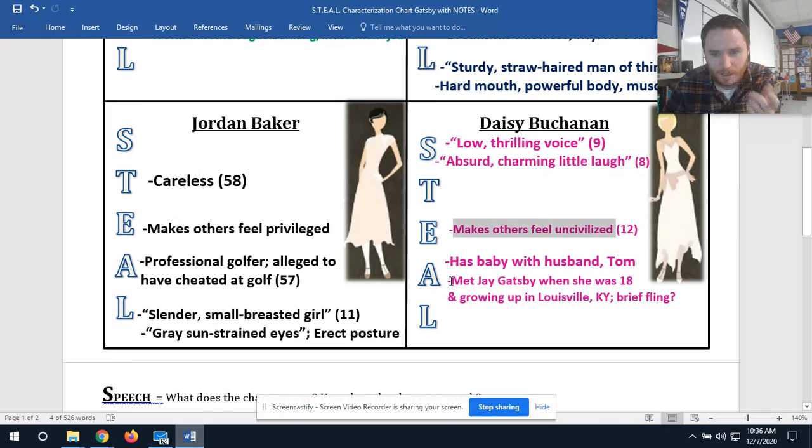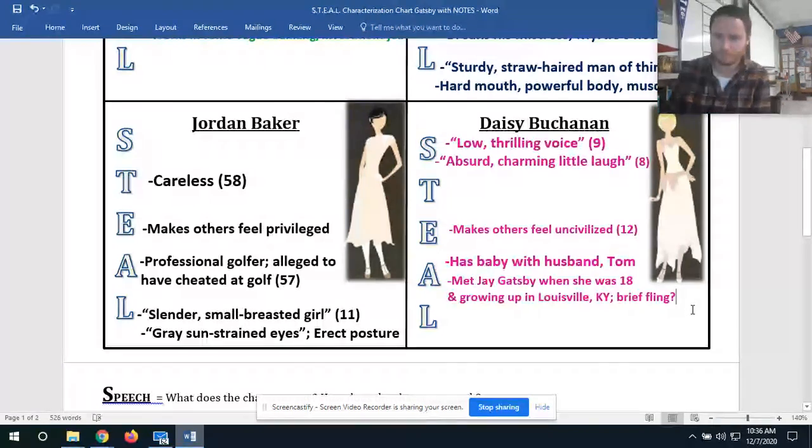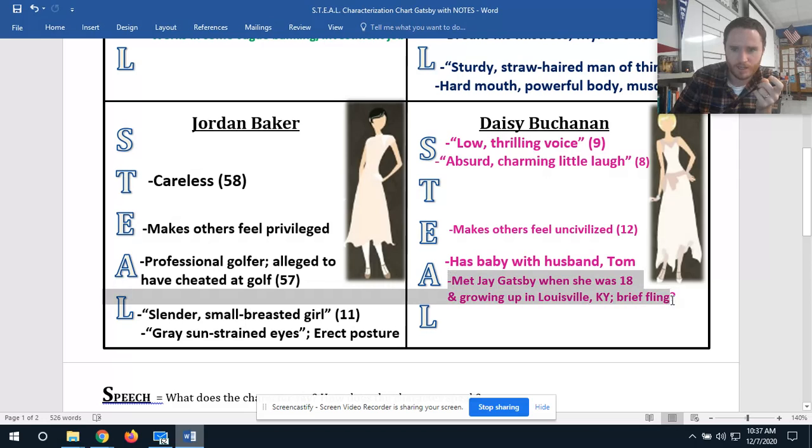And she apparently, we learn, met Jay Gatsby when she was 18 while she was growing up in Louisville, Kentucky. She had a brief fling with him. Okay, Jordan describes that all at the end of chapter 4. Pause the video if you want to take down any of these notes on Jordan or Daisy. They're also friends, Jordan and Daisy. Jordan tells the story. She knew Daisy back in Louisville, Kentucky when she met Gatsby, who was a lieutenant in the American Army at the time.